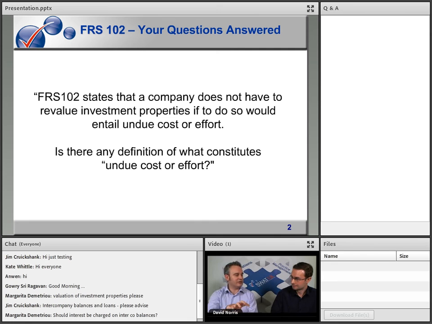So the cost and delay, although it might be quite small, that is just undue because it's not giving users of accounts anything beneficial. So there's no official definition of what's undue cost, but I would think if you have that situation I've described, you could say clearly there's no benefit to the users of doing that, so I'm not going to bother.